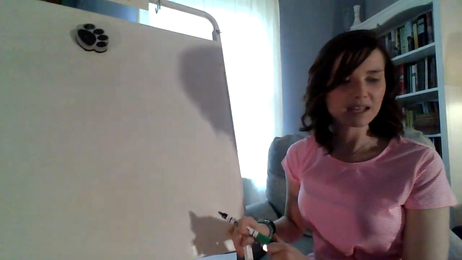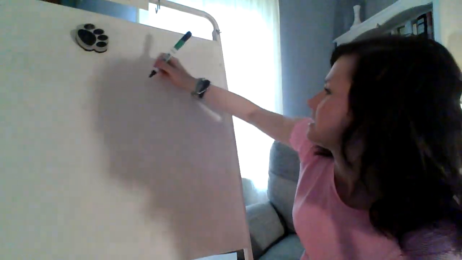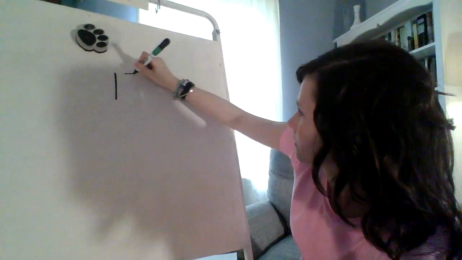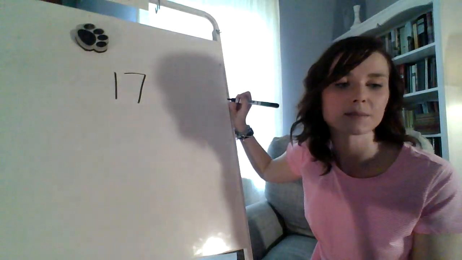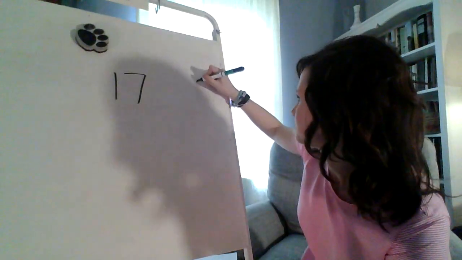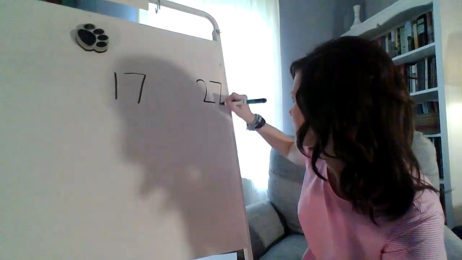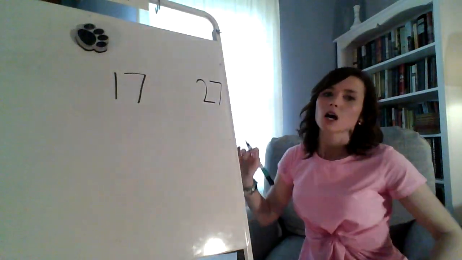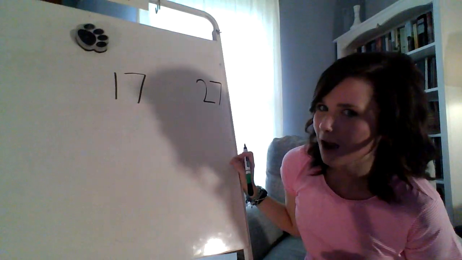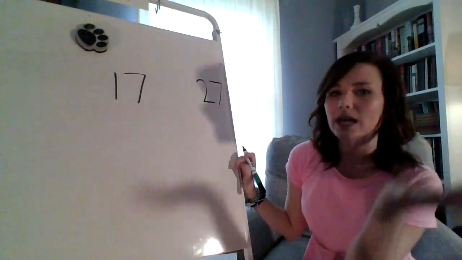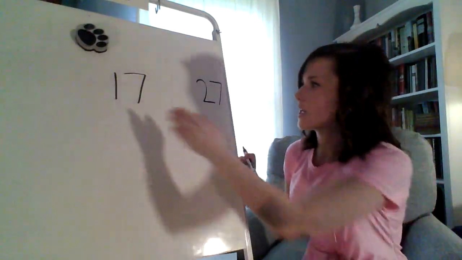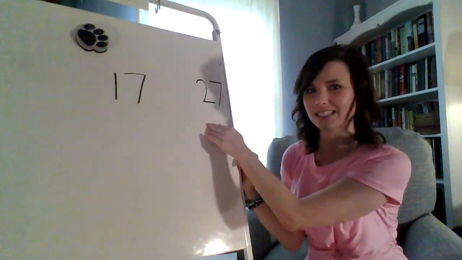Okay. Now we have, ready? We have 17. That's our first one. And then we have 27. Okay, remember, color the greater number. Which number is greater or bigger? We have 17 and we have 27.